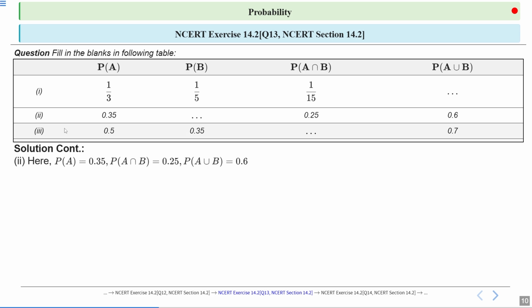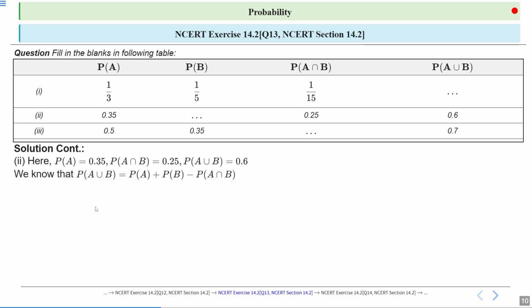Now in the second one, we are given probability of A as 0.35, probability of A intersection B as 0.25, and probability of A union B as 0.6. One number is missing in place of probability of B, so we have to find probability of B. How can we find probability of B?